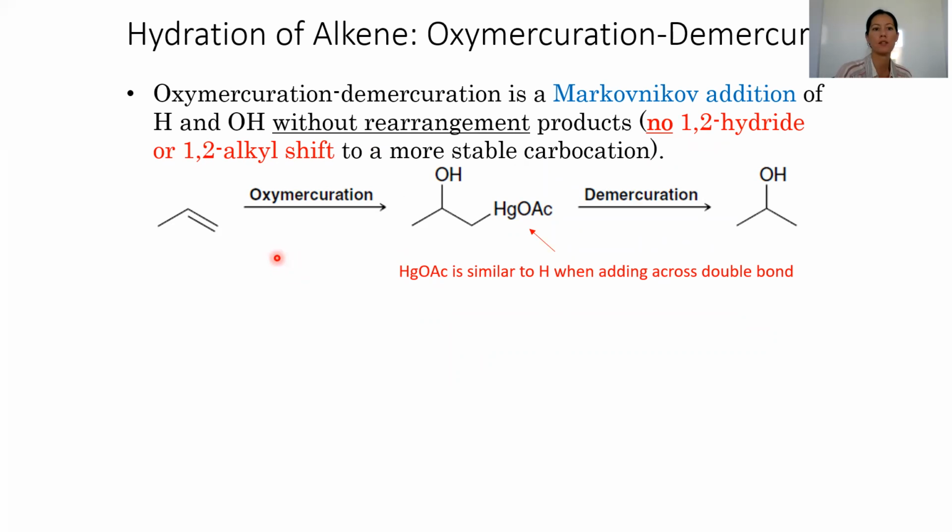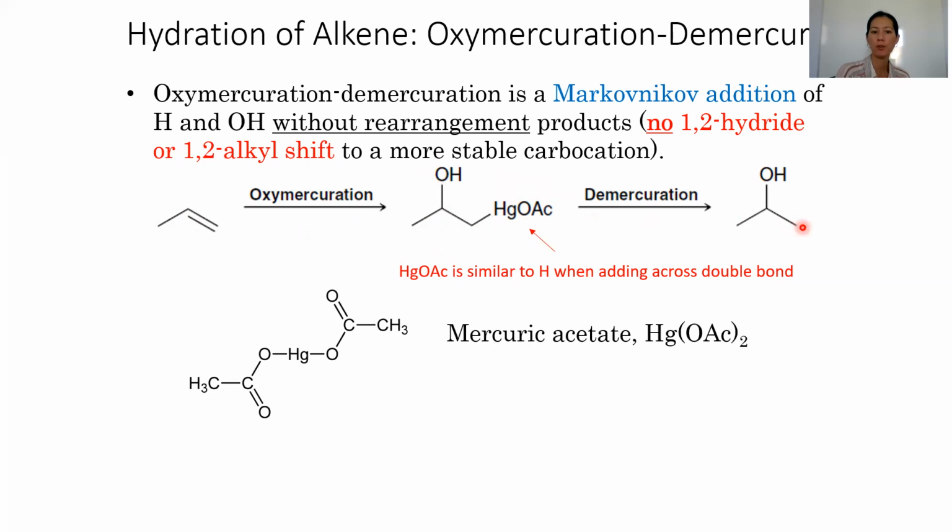Okay, overall, look at this equation. You have an alkene. I'm going to do an oxymercuration. I'll show you the reagents later, but it'll give you a mercury acetate here. And this is similar to when you add water across the double bond. This is similar to the H. And then OH will be here on the more substituted carbon. Then you're going to remove the mercury part and replace it with an H. That's the overall process.